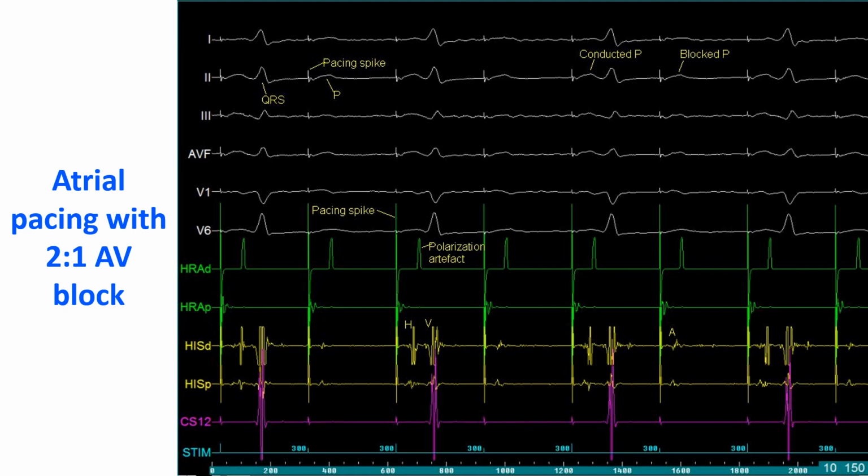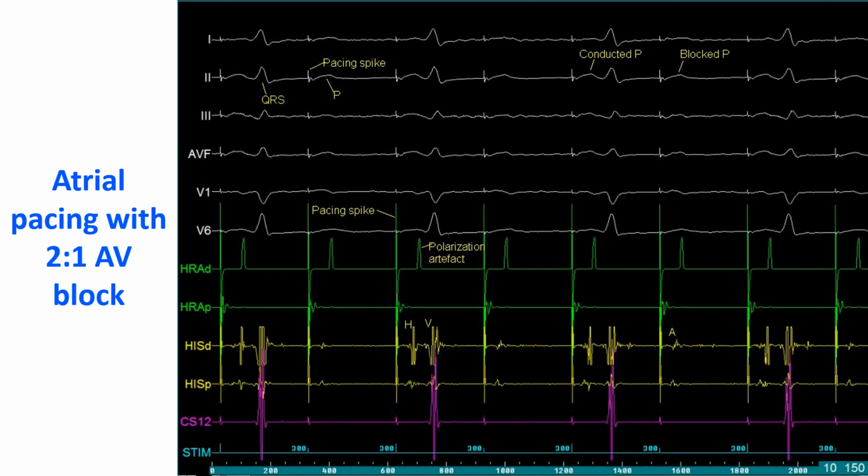The STIM channel just depicts the intervals at which the pacing stimuli are delivered without recording any intracardiac signals. There is also a marker at the level of the pacing stimulus. The various intervals PA, AH, HV, RR, PP, etc. can be measured with online calipers.